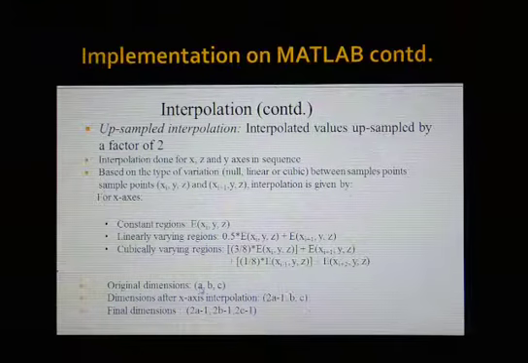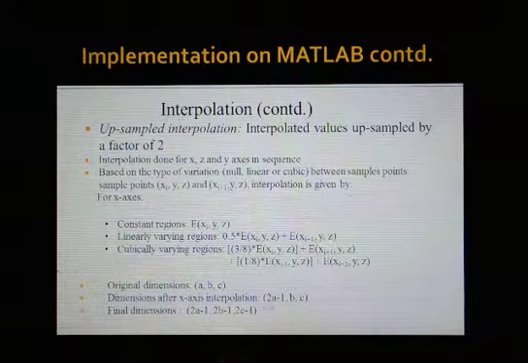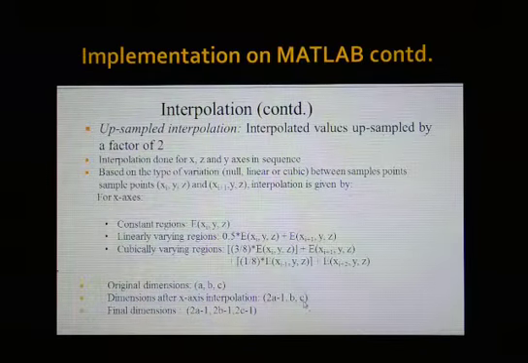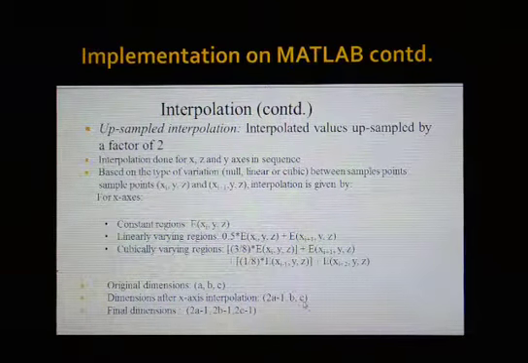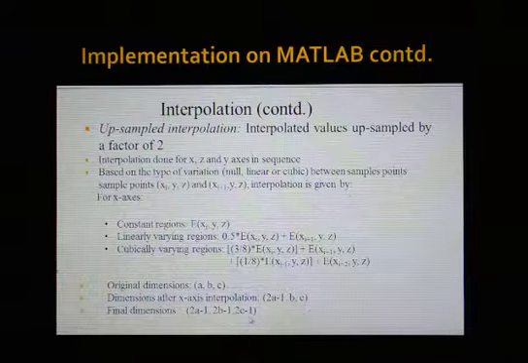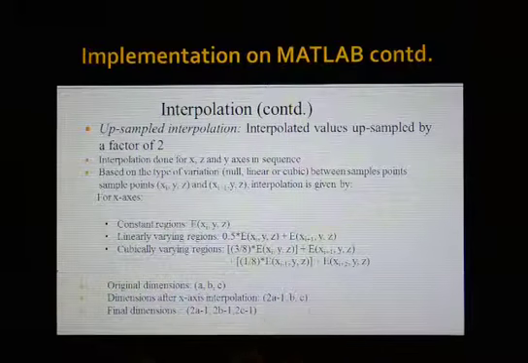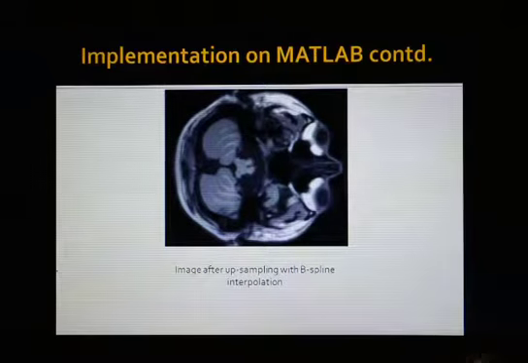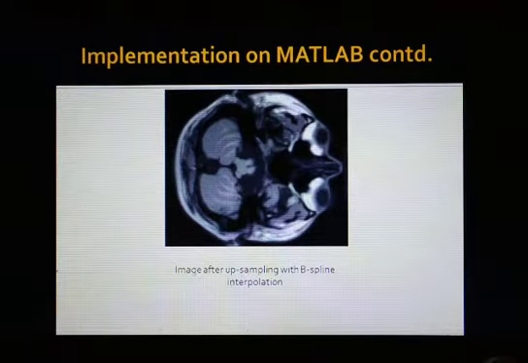Now, if the original dimensions before this interpolation were a, b, c, then following the x-axis interpolation, the dimensions become 2a minus 1, b, c. Similarly, this can be done along the z-axis, after which the interpolation results will produce a dimension change of 2a minus 1, b and 2c minus 1. Following this, the y-axis interpolation will be done, and finally the dimensions will become 2a minus 1, 2b minus 1, 2c minus 1. As we can see, this is an image after upsampling using the B-spline interpolation by a factor of 2.